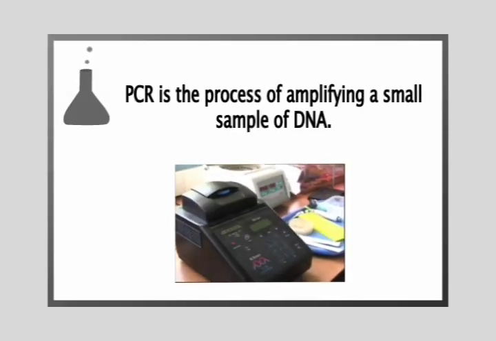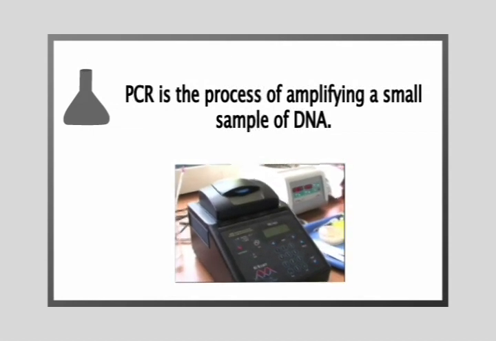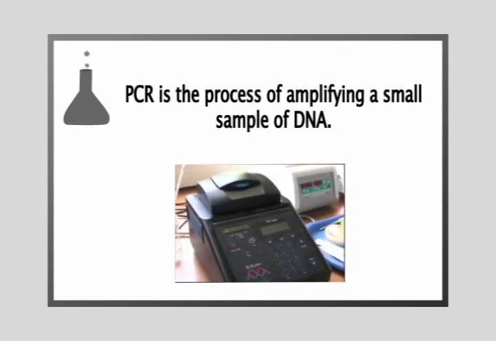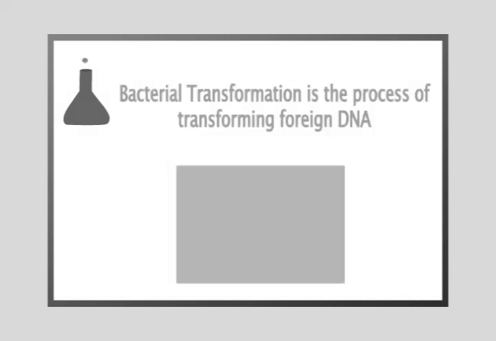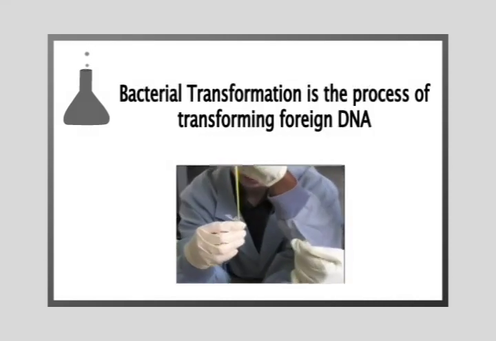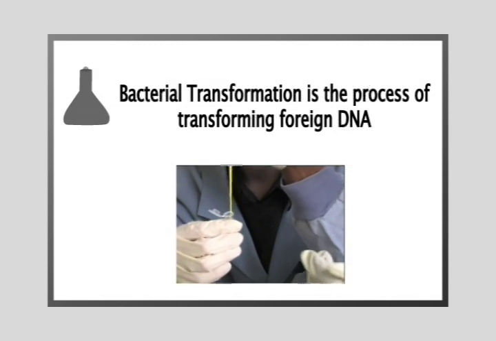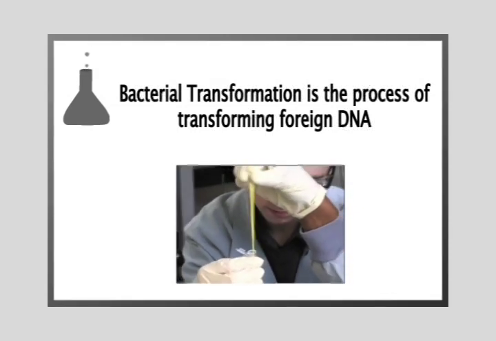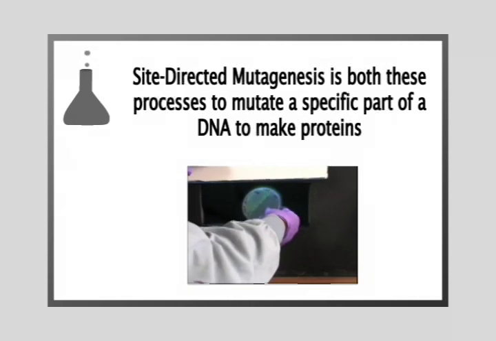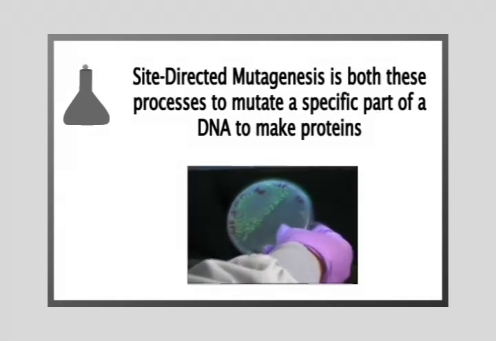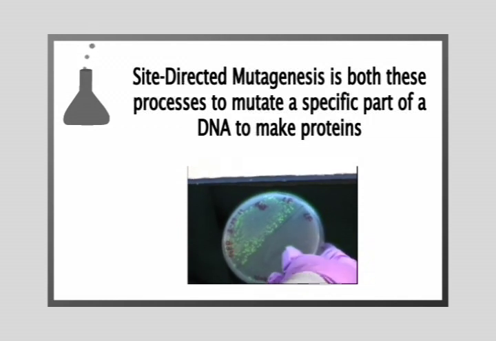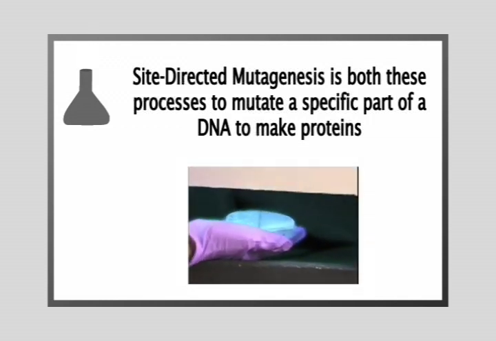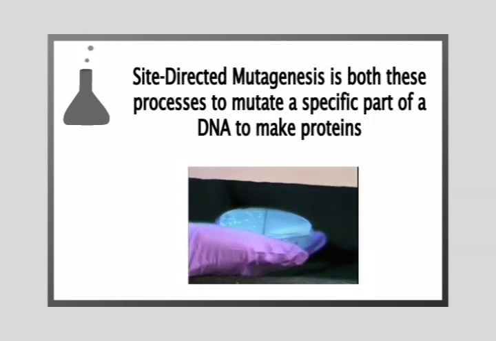Polymerase chain reaction, or PCR, is the process of amplifying a small sample of DNA into a larger working sample that can be manipulated and studied. Bacterial transformation is the process of a cell taking in a foreign DNA plasmid and producing the associated proteins coded for by that DNA plasmid. Site-directed mutagenesis is the combination of both these processes to mutate a specific part of a DNA plasmid and then transform it into E. coli to produce the newly designed proteins.